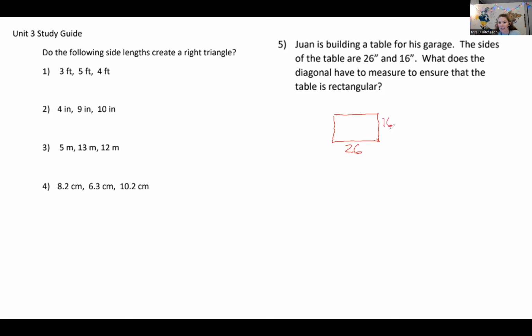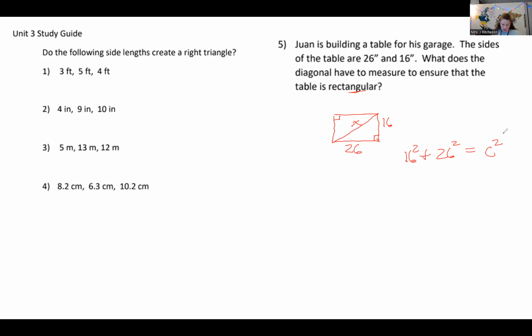The question is, in order for this to be rectangular, in other words, a rectangle has all right angles, correct? So we want to make sure the table has right angles. So basically, we have 2 right triangles. So in order for this table to be rectangular, we have to use the Pythagorean theorem. So we're going to do 16 squared plus 26 squared to figure out what the diagonal needs to be.